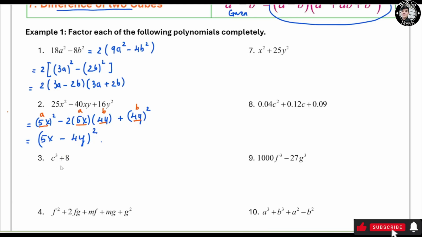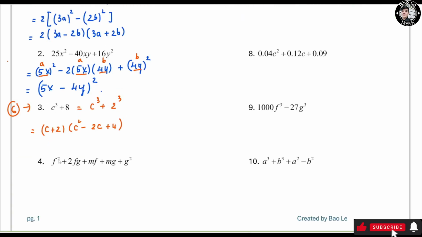Now, number 3. This guy turns out to be c cubed plus 2 cubed, right? So it could be c plus 2 times c squared minus 2c plus 4, right? We're going to use formula number 6 for this one. Now let's move on to question 4. We're going to group this guy and this guy, right? So we have f squared plus 2fg plus g squared, right? And we group these two guys, plus mf plus mg.